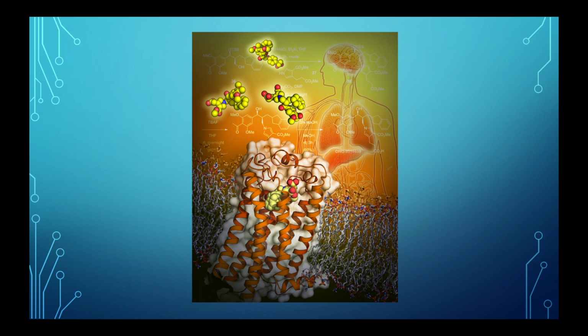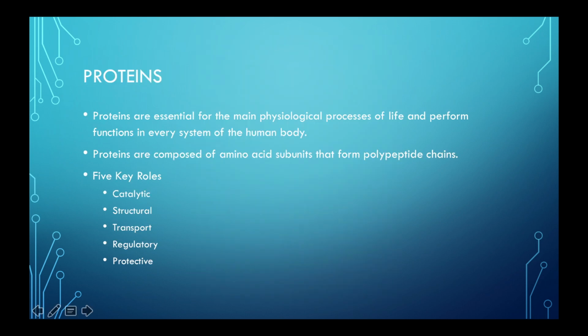The human body contains 37.2 trillion cells, and each of those cells contains many millions of proteins. Proteins are made of amino acids that form polypeptide chains. Proteins serve many functions in the body. The 5 key roles of proteins are catalytic, structural, transport, regulatory, and protective. These proteins are the key molecular building blocks for every organism on Earth.